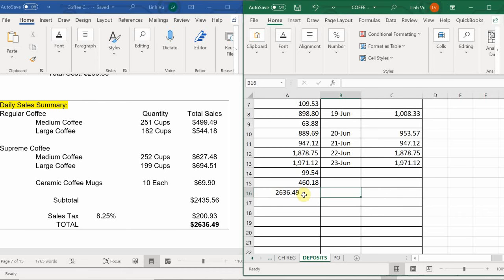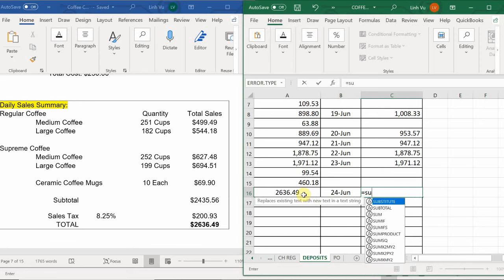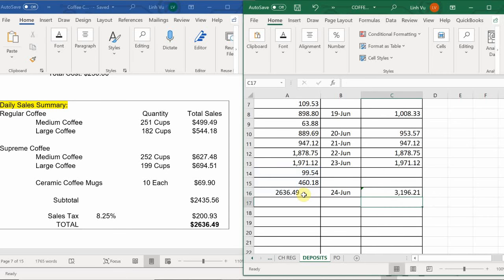Okay. Right, today it's the end of the 24th. We received 2 checks before that. So we're going to deposit everything at once at the end of the day, the 2 checks and the cash, to get a total of $3,196.21 deposit. And our next step should be going to the general ledger.